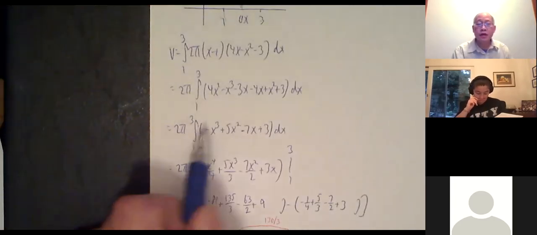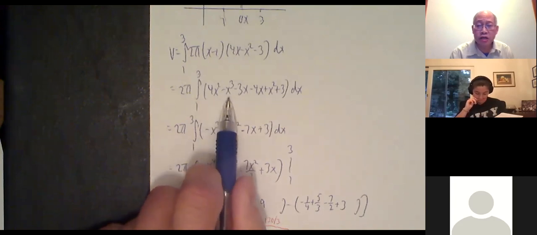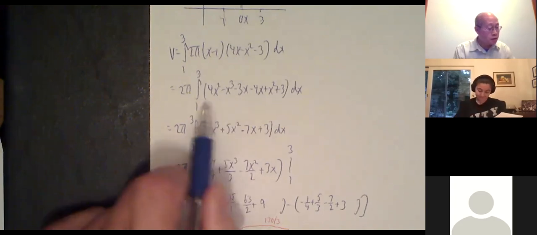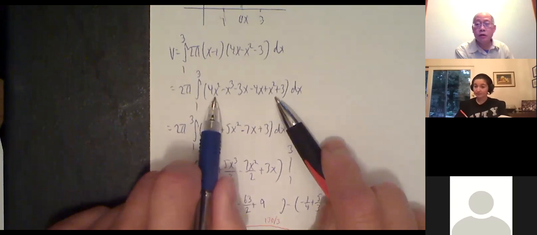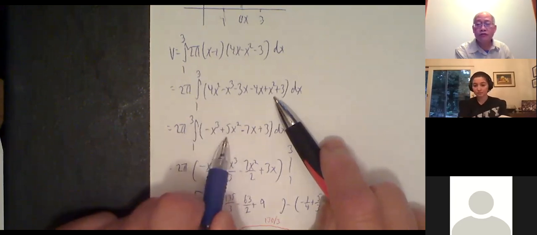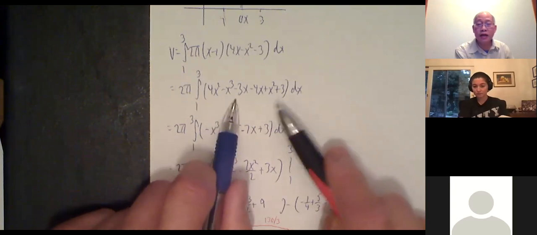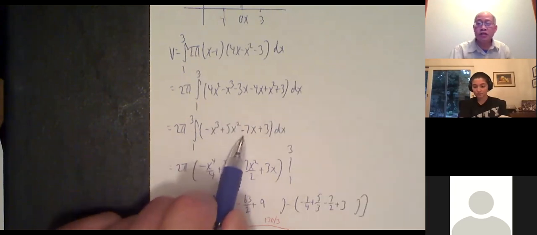And combine like terms. Negative x cubed is all by itself. The x squared terms are right here, so 5x squared. And the x's: negative 3x and a minus 4x is a negative 7x.